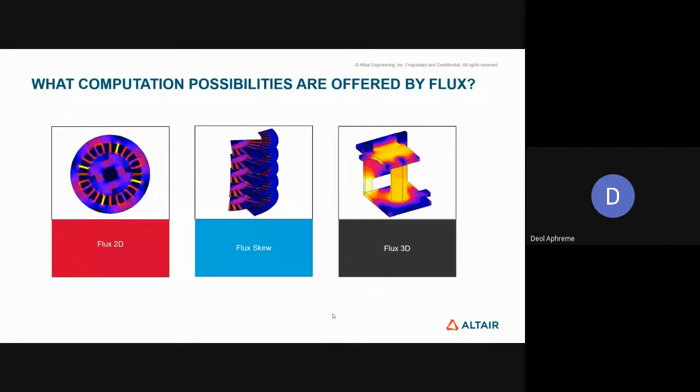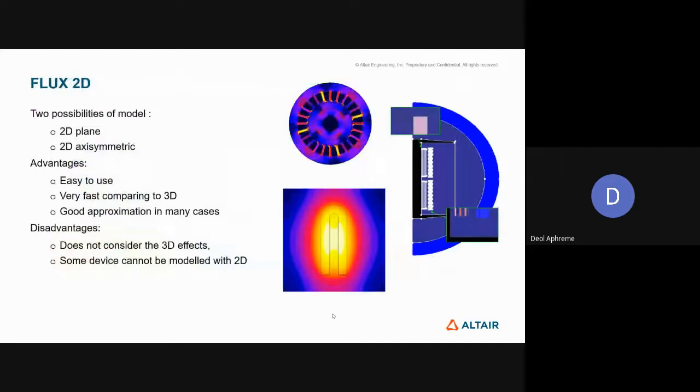We offer Flux 2D, Flux Q, and Flux 3D for finite element solving, and Flux Peak is another dimension in itself. When I say Flux 2D, we basically refer to a 2D plane which is along the y-axis. So for example, a motor. If you see here in this image, we have a motor that is in a 2D plane, and along the y-axis it is taken as symmetric. Or you can do axisymmetric.